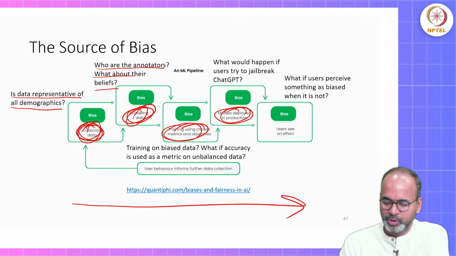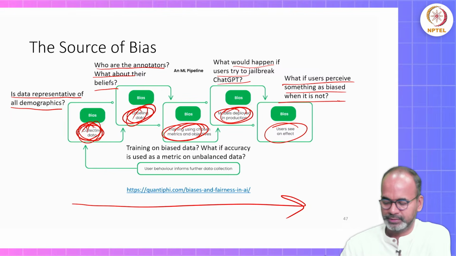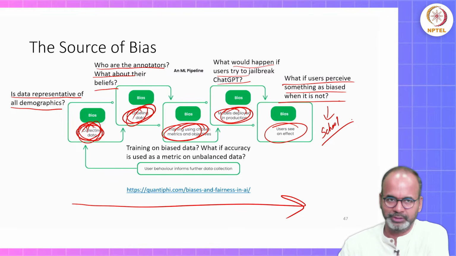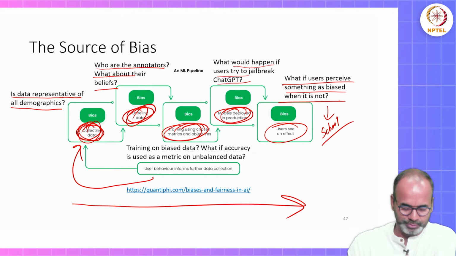What would happen if users try to jailbreak ChatGPT? Next, users see an effect. What if users perceive something as biased when it is not? I already told you this example about school kids looking at this and perceiving that the world is that way. Sometimes they're going to perceive and think that it is biased when it is not. And the last one is user behavior informs further data collection. So understanding how the users are, a feedback loop can be given.